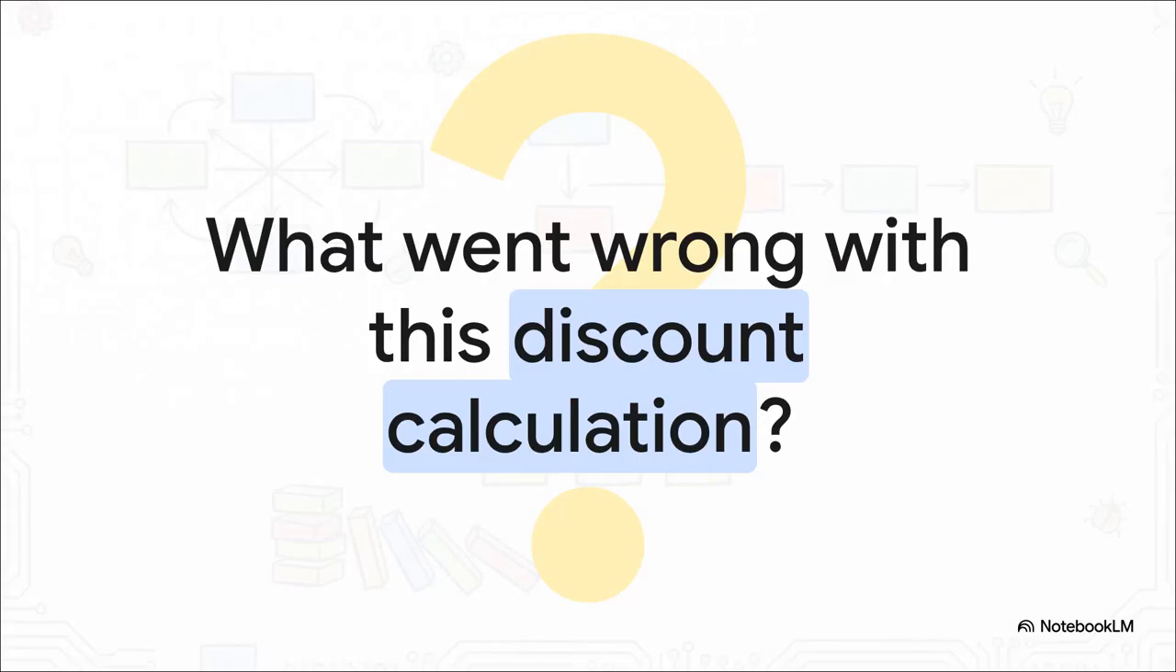So here's a quick puzzle for you. Let's say step 1 sets a price to 40. Step 2 calculates the discounted price by subtracting the discount. Step 3 sets the discount to 5, and step 4 prints the result. Can you spot what went wrong here?